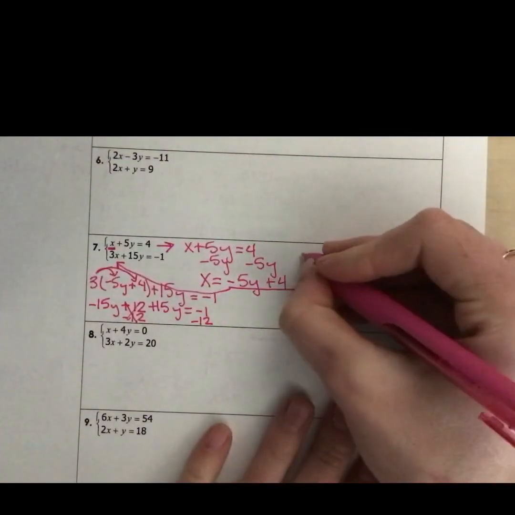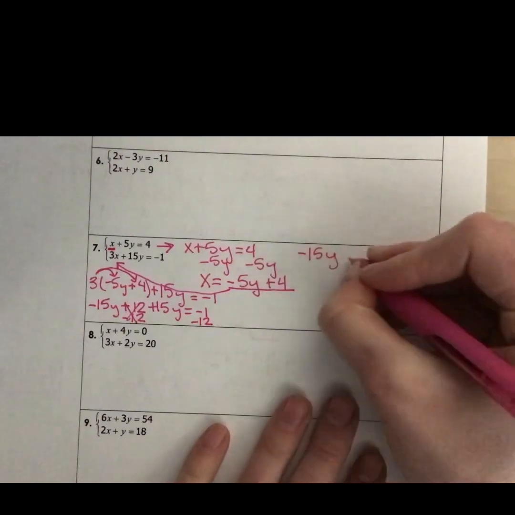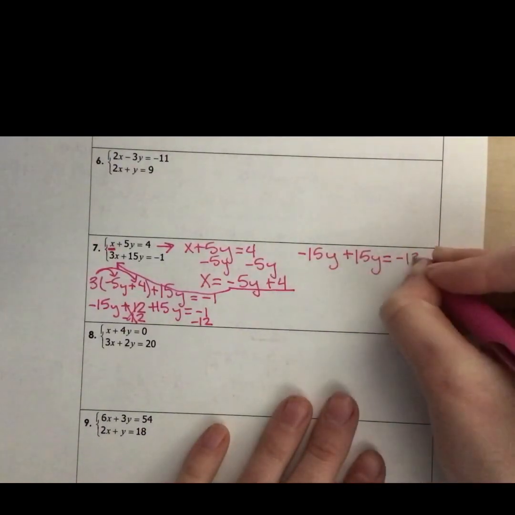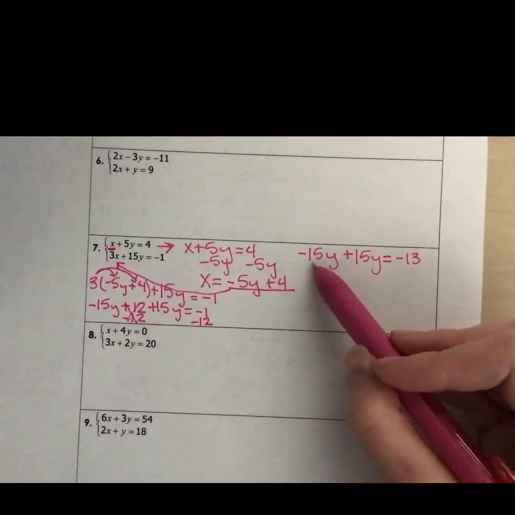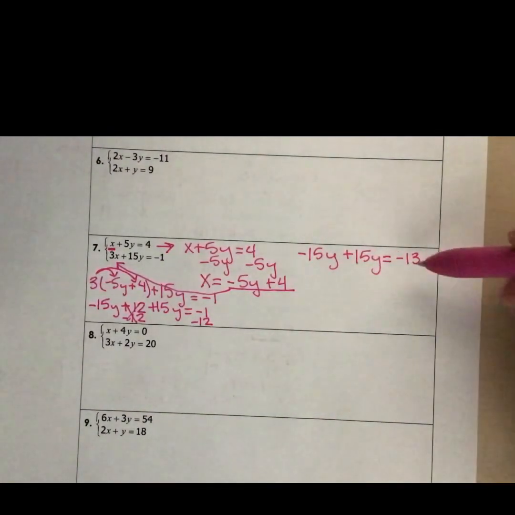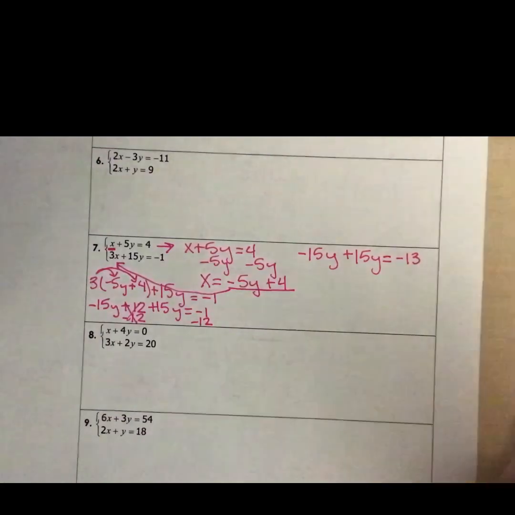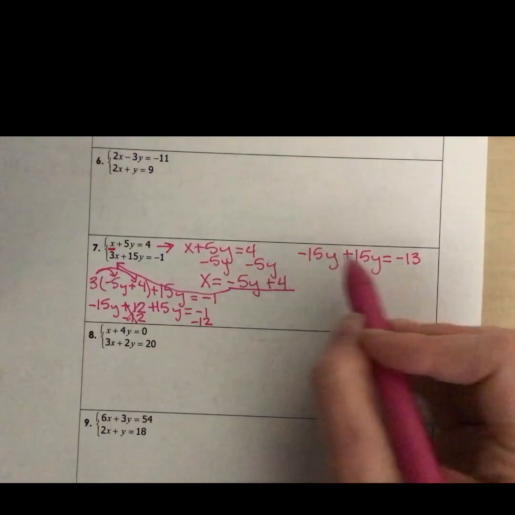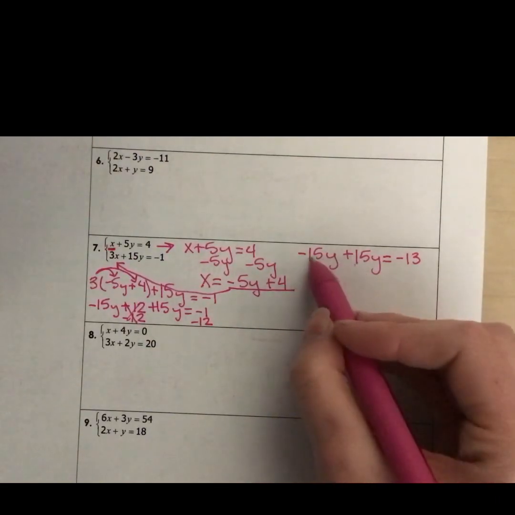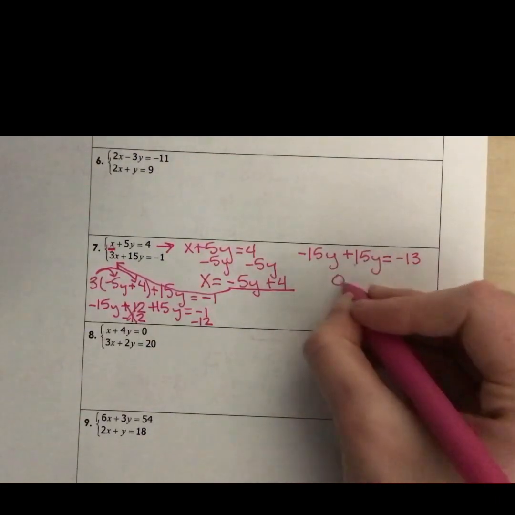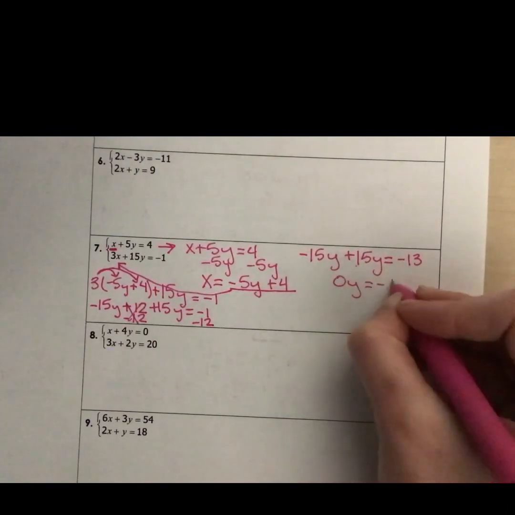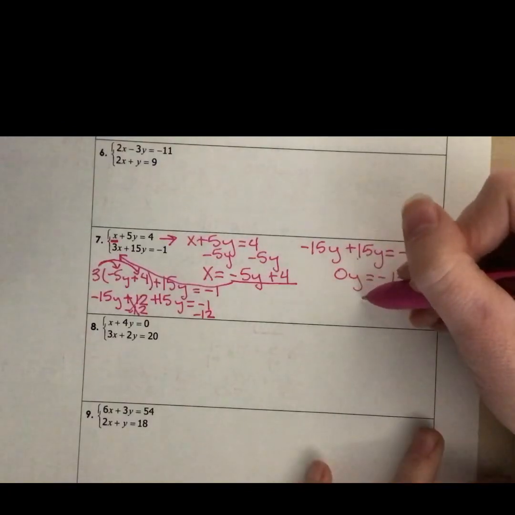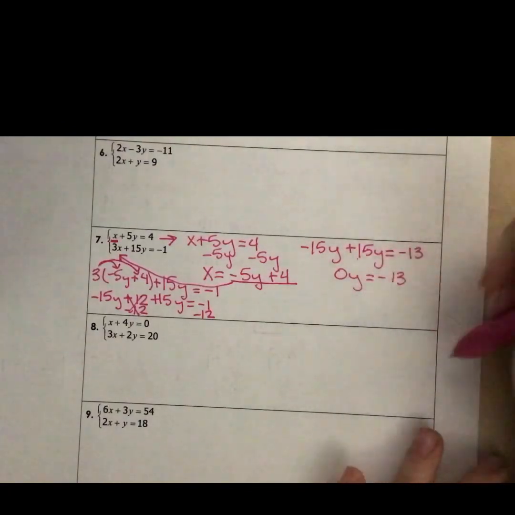That means that my new equation says that I have negative 15y plus 15y equals negative 13. So if I have negative 15y plus 15y equal to negative 13, I'm going to combine my like terms. Negative 15 plus 15 simplifies down to 0 y's equal negative 13. Well, if I have 0 y's, that means that there are no y's in this expression anymore.